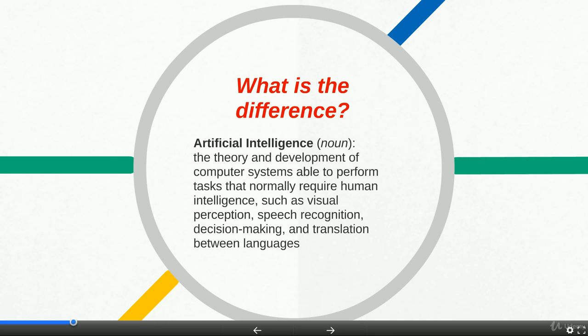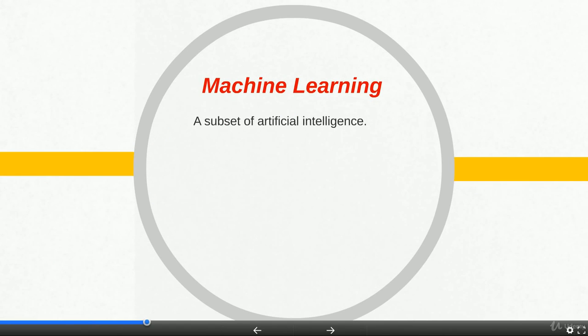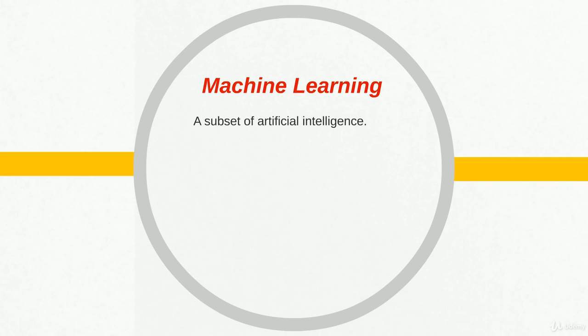So let's contrast that a little bit with machine learning. Machine learning can be really defined as a subset of artificial intelligence because it's often used to accomplish tasks like speech recognition. This is a computer program that can be used to do AI tasks.